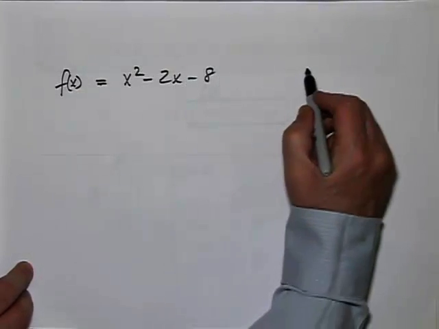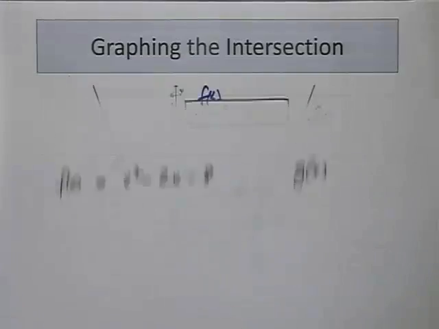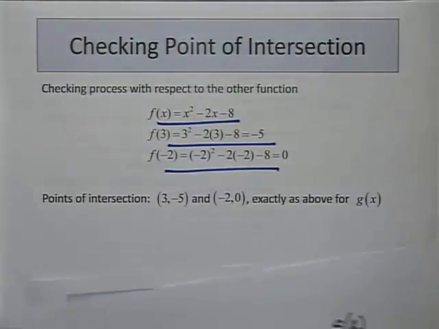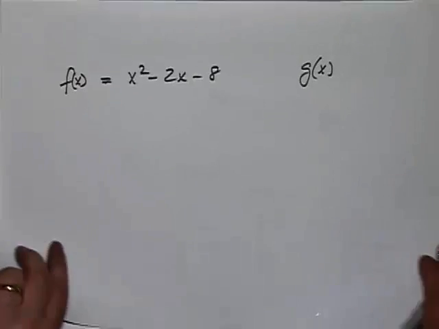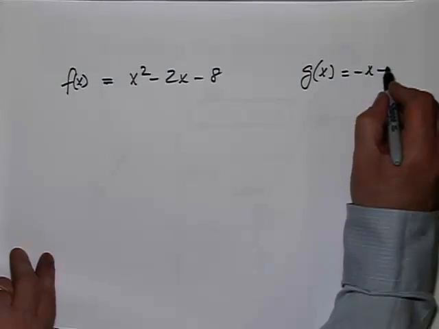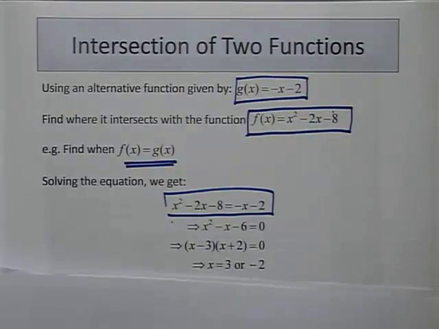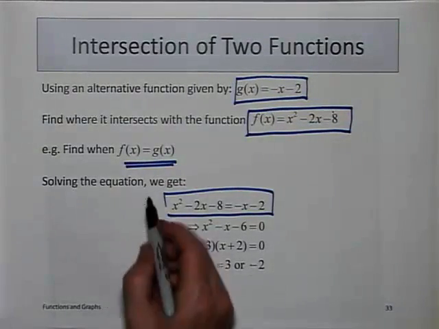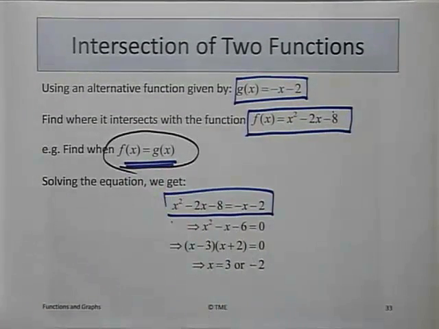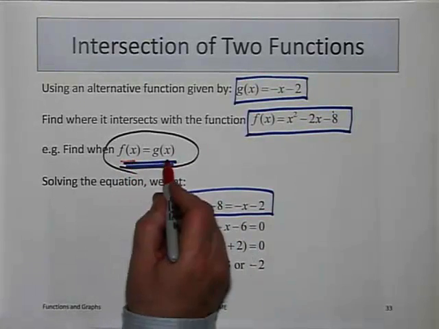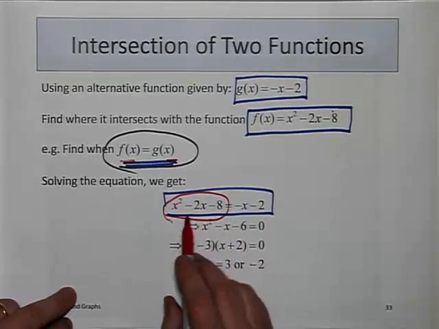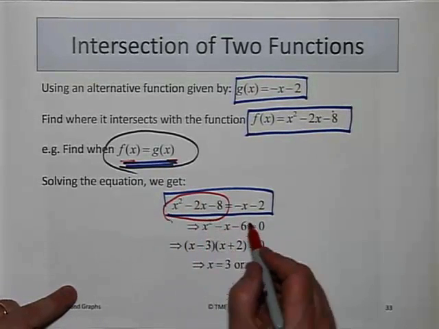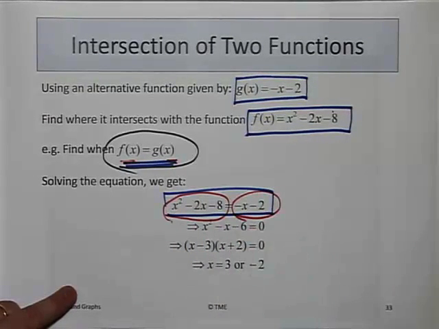minus 8. And g(x), what do we call g(x)? Minus x minus 2, was it? Minus x minus 2. If we're going to find out where the two are the same, f(x) must be made equal to g(x). So in other words, this part, x squared minus 2x minus 8, must be made equal to this part.